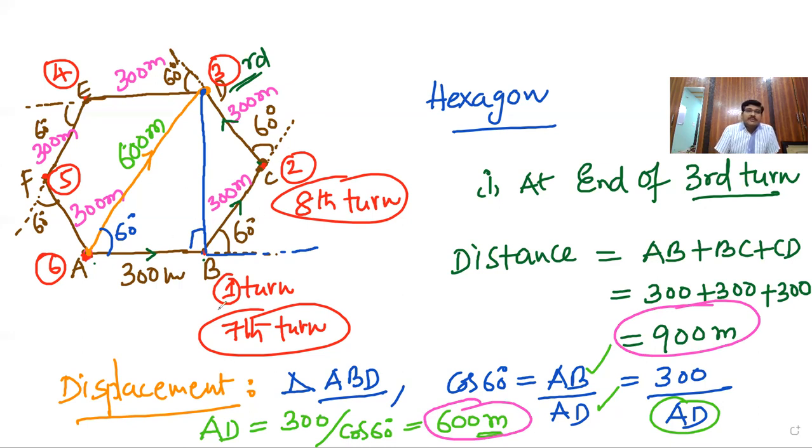Now in the second step, we require the values at the end of the sixth term. Observe: A to B, B to C, C to D, D to E, E to F, F to A. What is the total path length traveled? AB plus BC plus CD plus DE plus EF plus FA. The figure has 6 sides, so 6 into 300. Displacement at the end of the sixth: the initial point is A and the final point is also A. Initial and final points coincide, and displacement is 0.